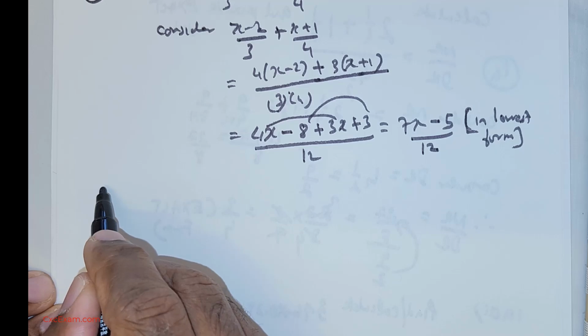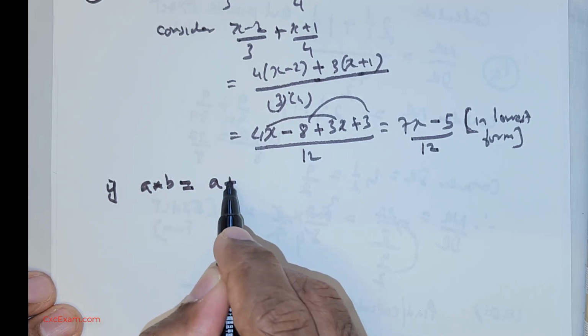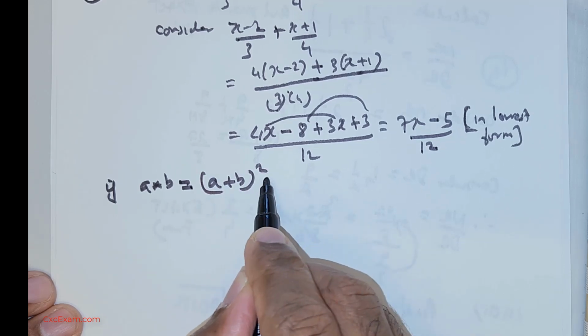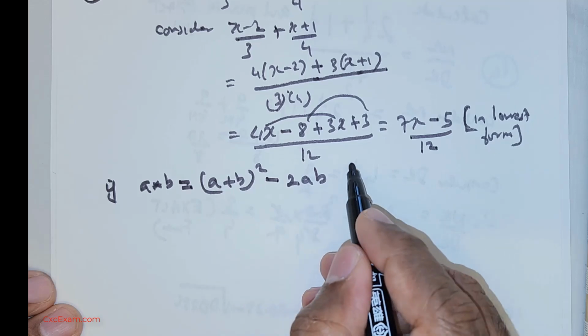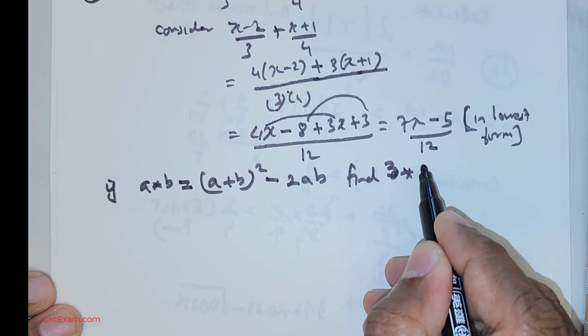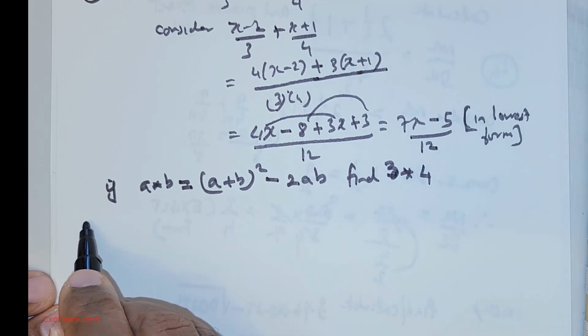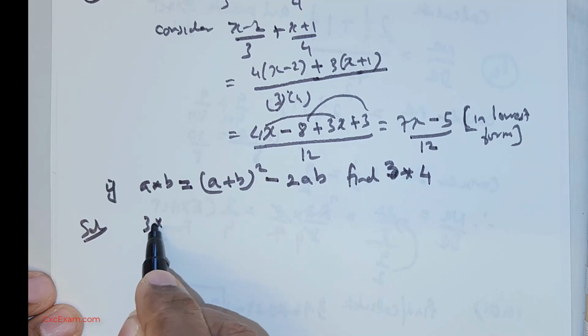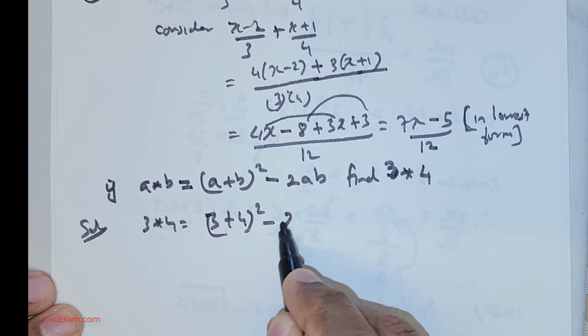Okay, so that's the solution to this question. Now next we are given an expression. If a star b is equal to (a + b) squared minus 2ab, then we have to find what is 3 star 4. So this is the solution.